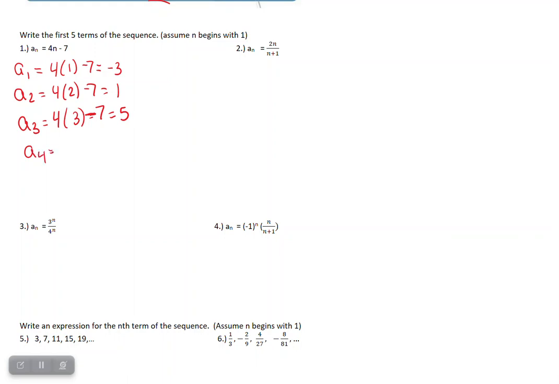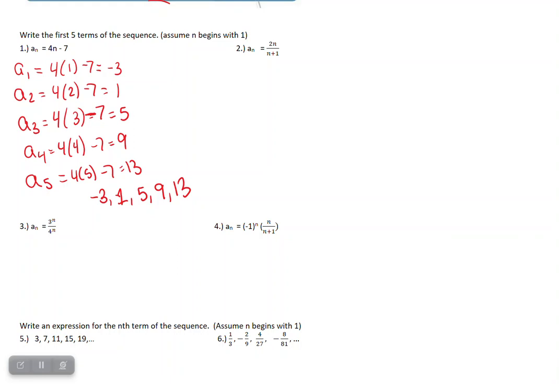A sub 4 is 4 times 4 minus 7. So 16 minus 7 is 9. And then the fifth term would be 4 times 5, 20 minus 7, which is 13. When we go to list these out, we get negative 3, 1, 5, 9, and 13.